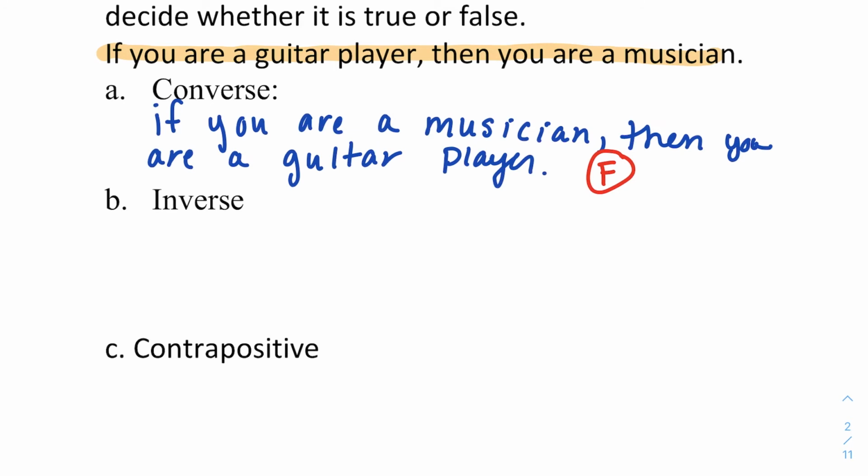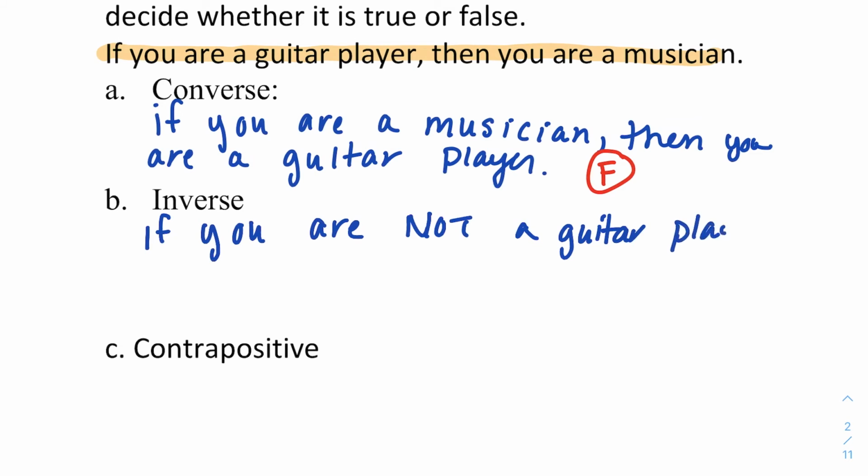All right, now we're going to talk about inverse. Inverse is when all we're doing is taking our original conditional statement and we are going to negate it. So we're going to add in or take away that not. So if you are not a guitar player, then you are not a musician.